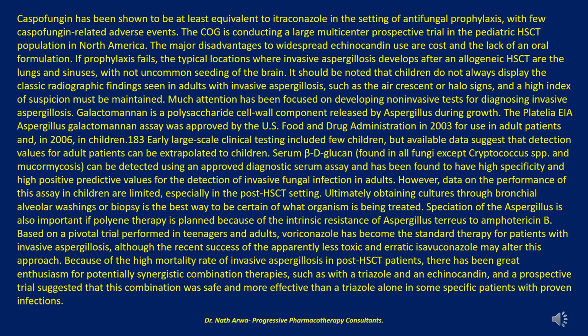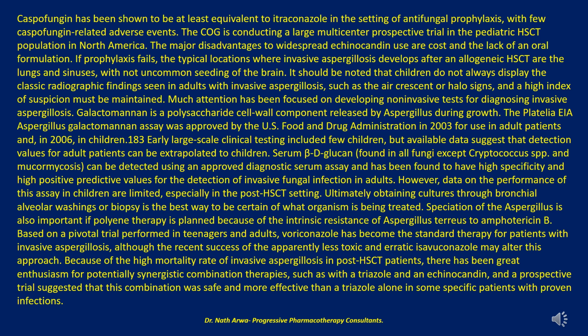If prophylaxis fails, the typical locations where invasive aspergillosis develops after an allogeneic hematopoietic stem cell transplantation are the lungs and sinuses, with not uncommon seeding of the brain. It should be noted that children do not always display the classic radiographic findings seen in adults with invasive aspergillosis, such as the air crescent or halo signs, and a high index of suspicion must be maintained.